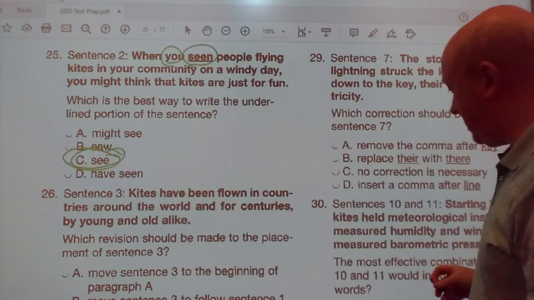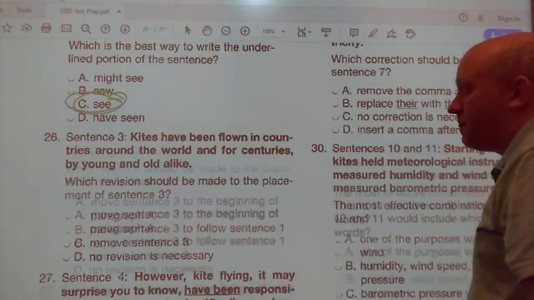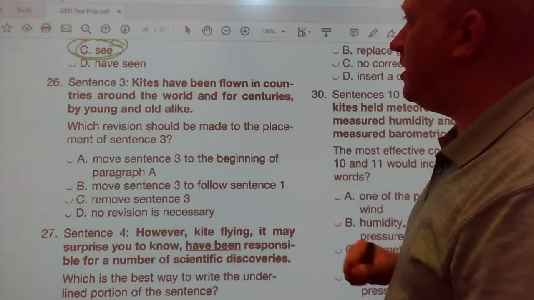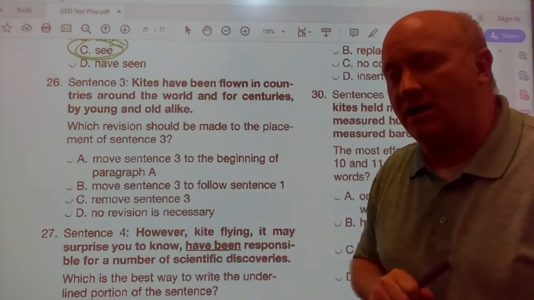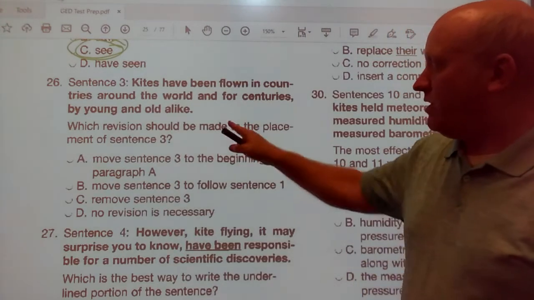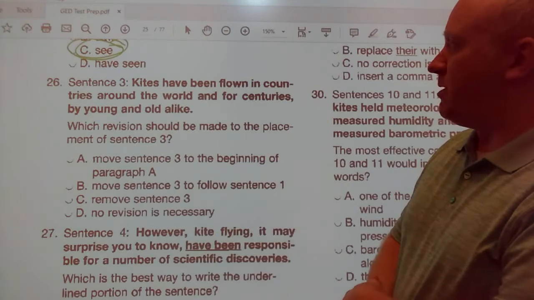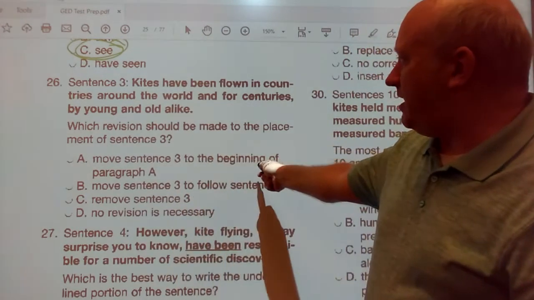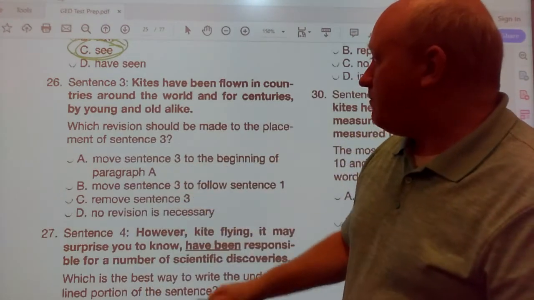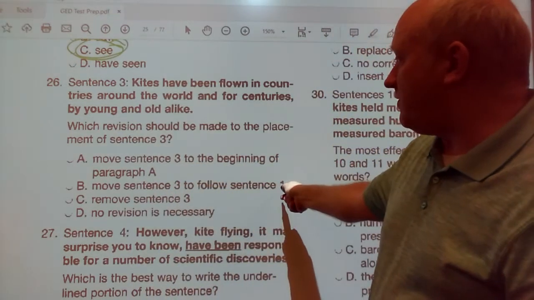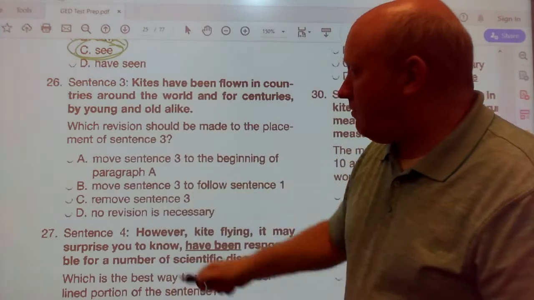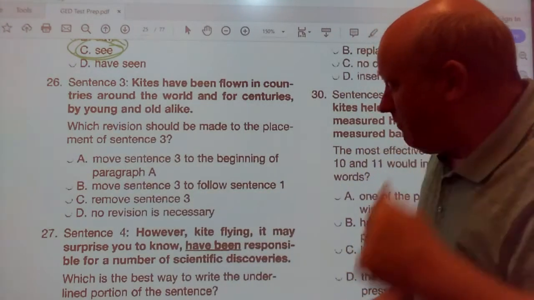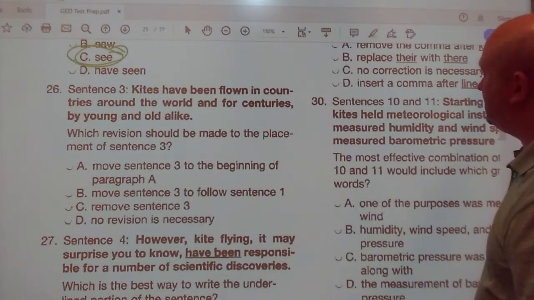Okay, now number 26. Sentence 3 says, "Kites have been flown in countries around the world and for centuries by young and old alike." Which revision should be made to the placement of sentence 3? A, move sentence 3 to the beginning of paragraph A. B, move sentence 3 to follow sentence 1. C, remove sentence 3. Or D, no revision is necessary. Now, let's go back to where sentence 3 is.